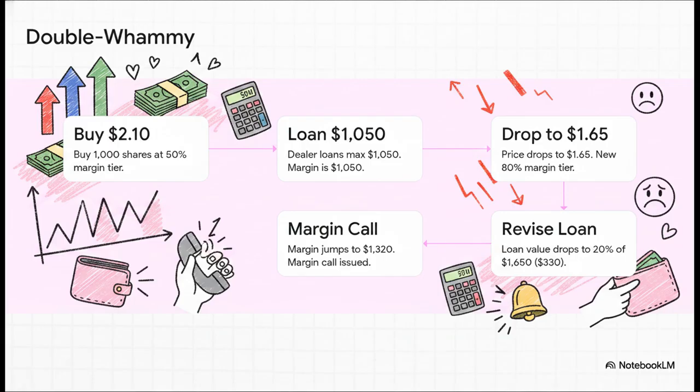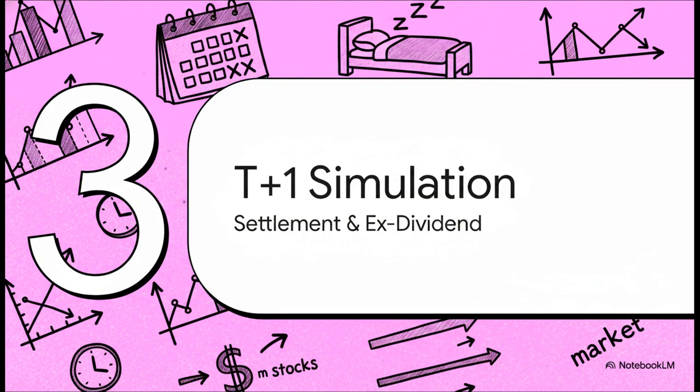But wait, you only put in $1,050 initially, right? Guess what? Your phone is ringing. It's a margin call. This is the exact logic you have to trace on the exam to avoid an instant fail. Next up, Section 3, T+1 Simulation.